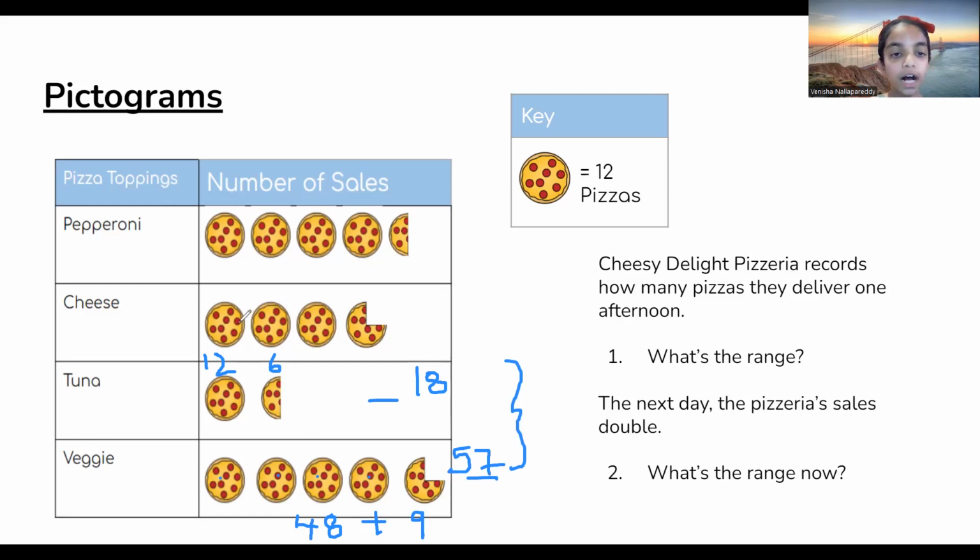So now we know what the highest number of sales is, what the lowest number of sales is. Let's do 57 subtract 18. Well, a way we can do this is we can do 57 subtract 20, which is 37, and then add 2, because it's not subtract 20, it's subtract 18. So that's 39.